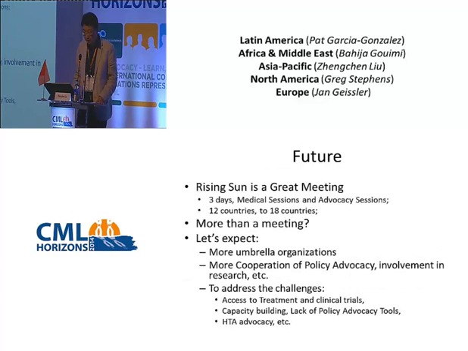And in the future, I think Rising Sun is a great meeting. In Rising Sun, we have 3 days of meeting, for example, the medical sessions and advocacy sessions. In Rising Sun, there are 3 medical sessions and 5 advocacy sessions. And the number of countries participating in Rising Sun is growing. From the beginning, there were maybe 10 or 12 countries. Now there are over 18 countries.